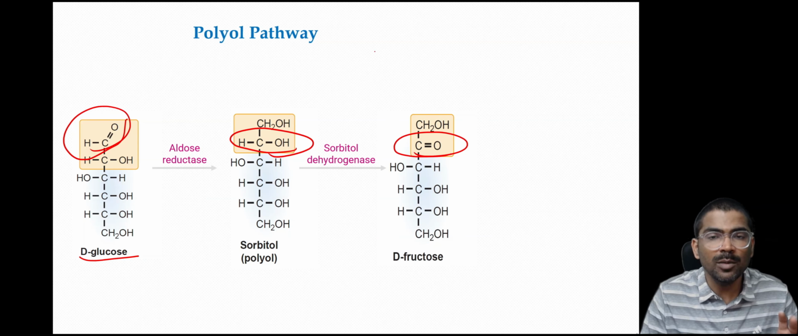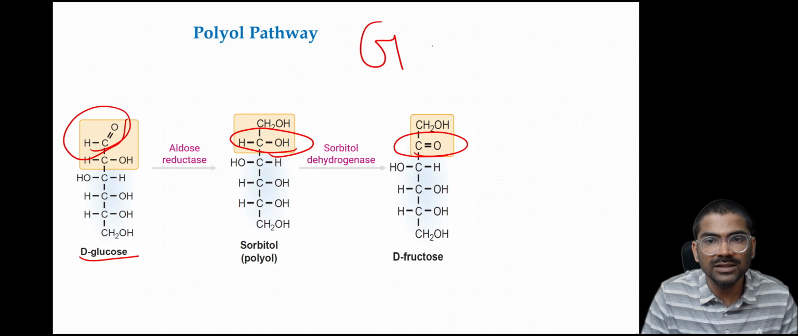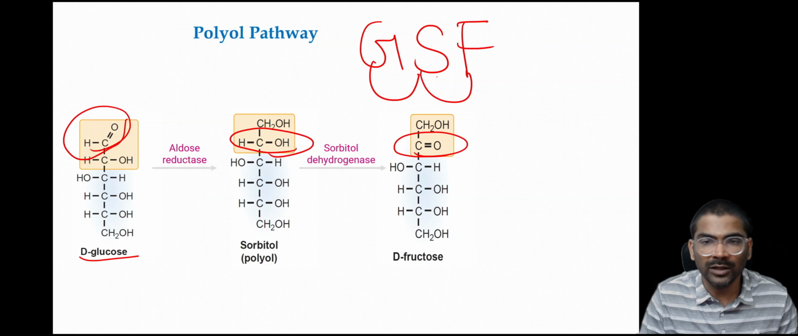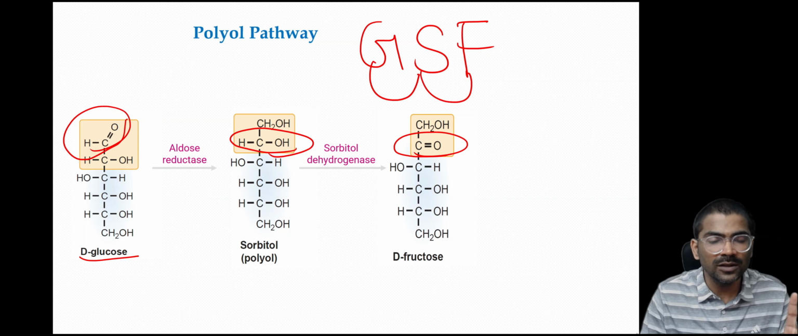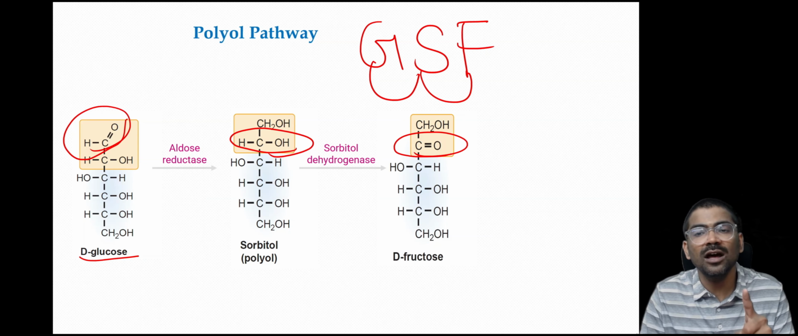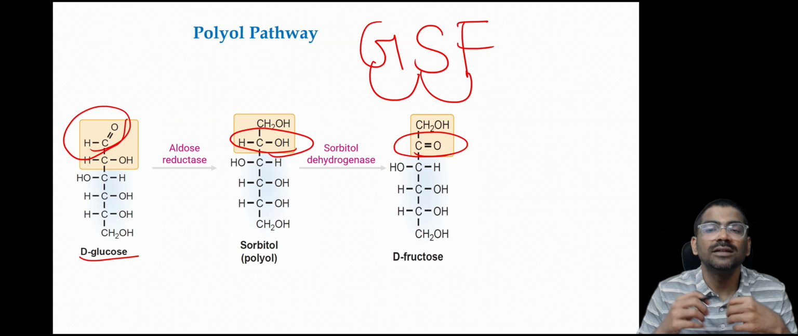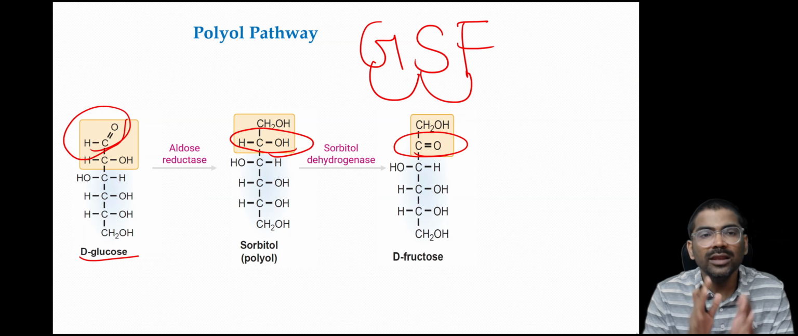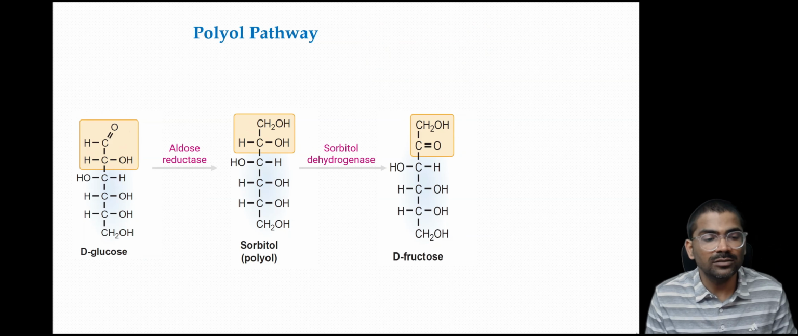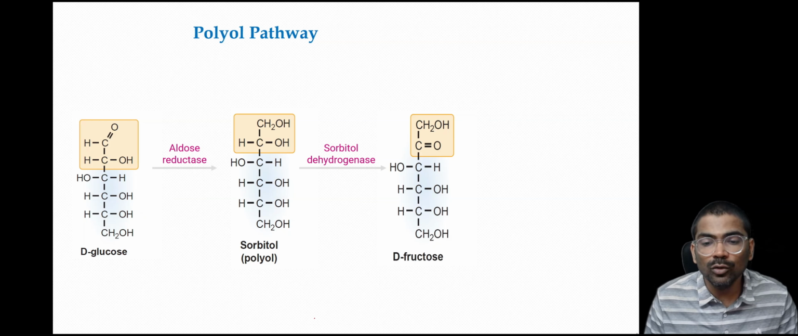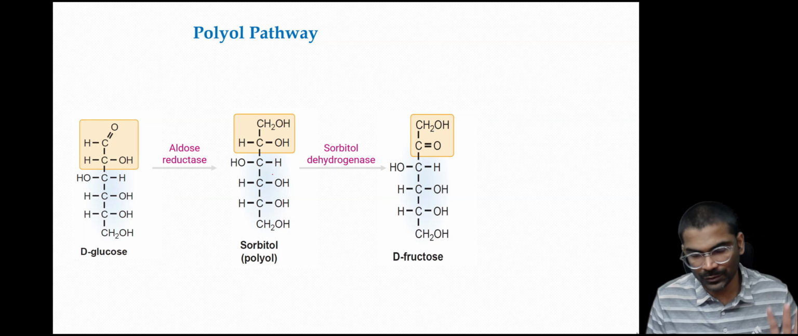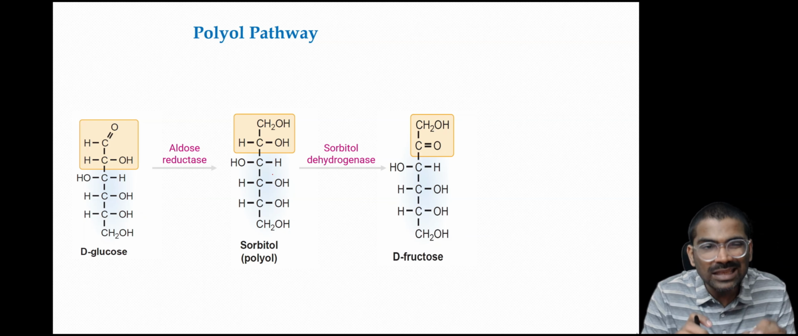So the easy way to remember the polyol pathway is GSF. Glucose to sorbitol, sorbitol to fructose. So in glucose, we are reducing the first carbon. In sorbitol, we are oxidizing the second carbon. So the polyol pathway is a pathway that produces fructose from glucose. That is the significance of the polyol pathway.